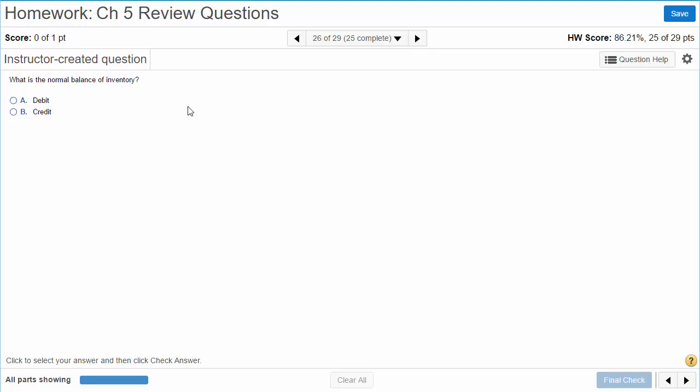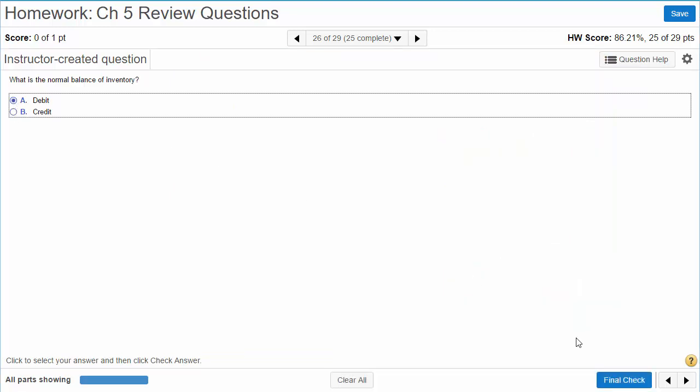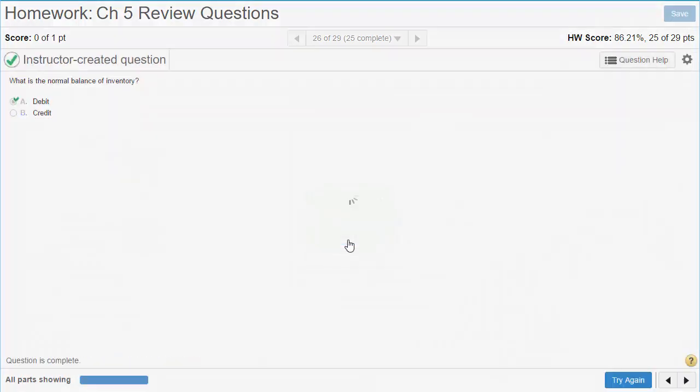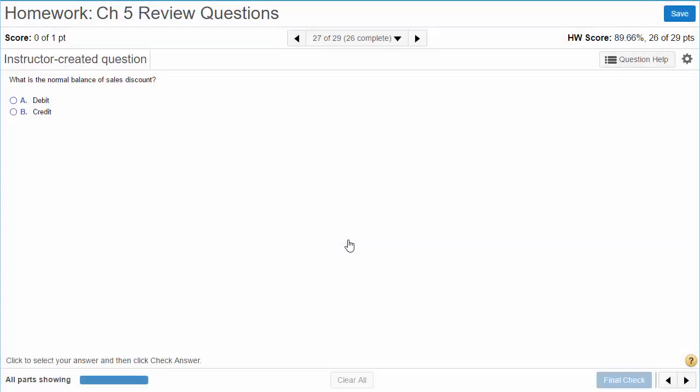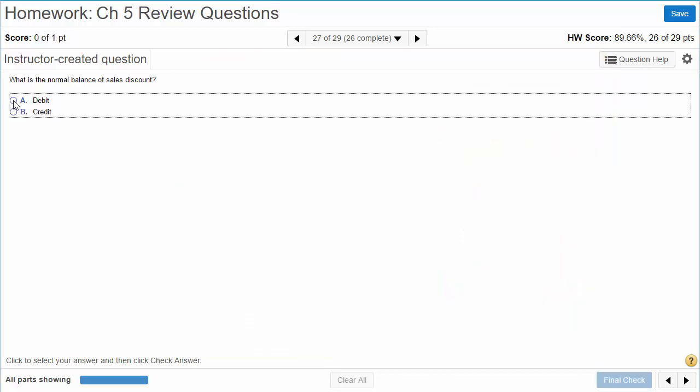What's the normal balance of inventory? Well, inventory normally has a positive balance. Inventory is an asset, so it's a debit. What's the normal balance of sales discount? Sales discount is the opposite of revenue, so it would have its normal balance on the left side.